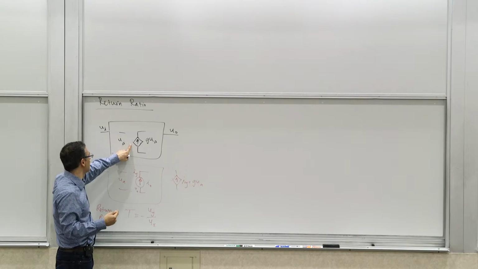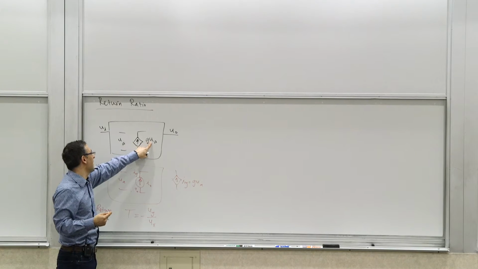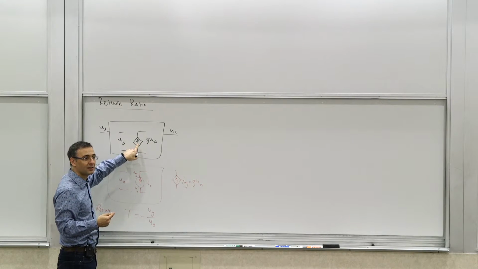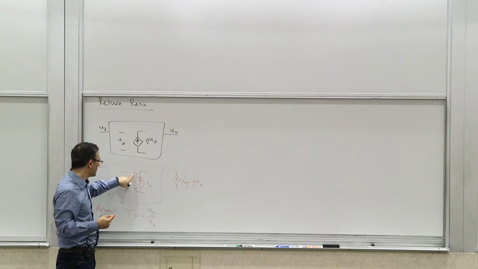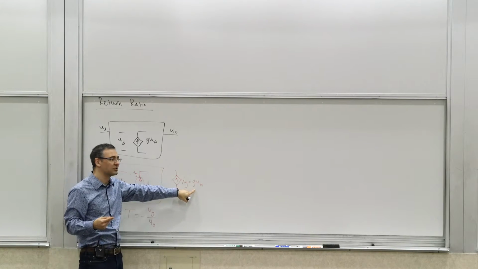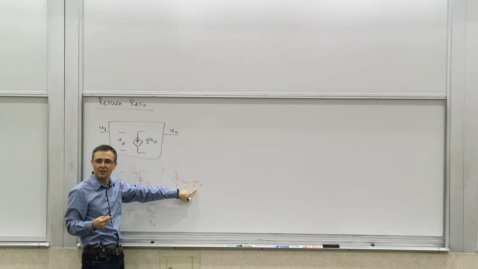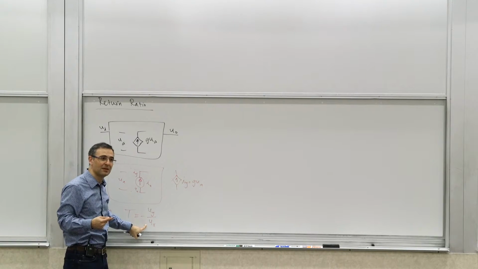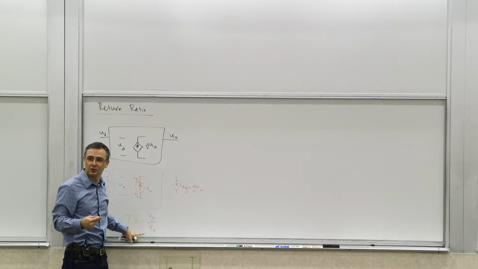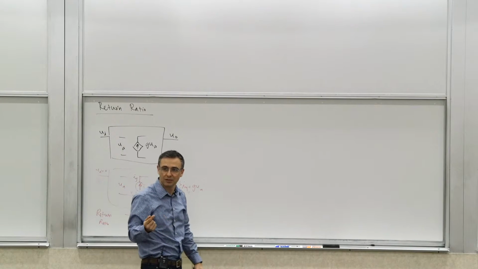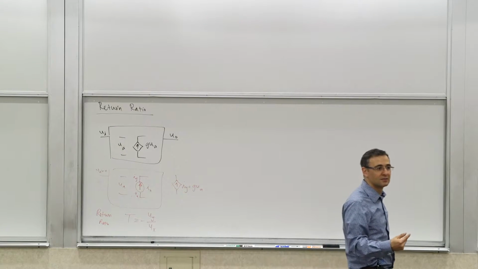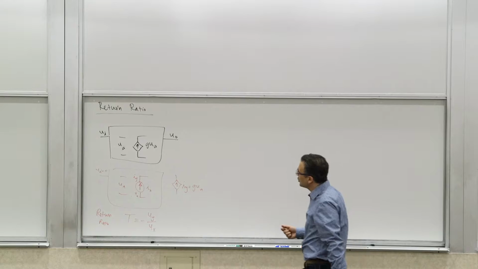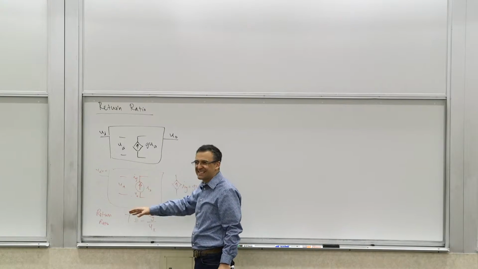For example, let's say this is a transconductance. This UA could be a voltage. This is a current. To produce another current, you need to multiply it by that transconductance, for example, to get these things to be of the same units. So your return ratio is unitless. Your return ratio is always unitless.